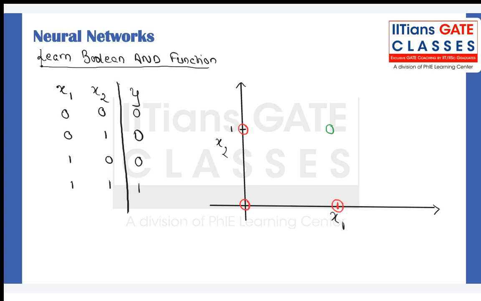In the sense, I claim that if I draw this line here, this line separates the two classes out perfectly. How? See, all the points above this green line are green and belong to one class, and all the points below this line belong to the other class. Okay, so this is okay.